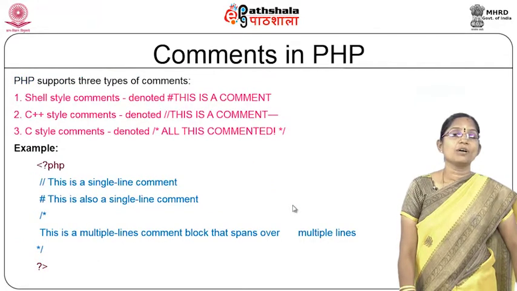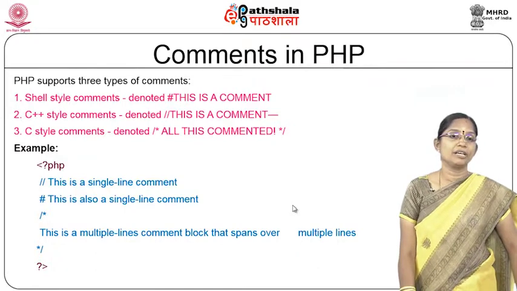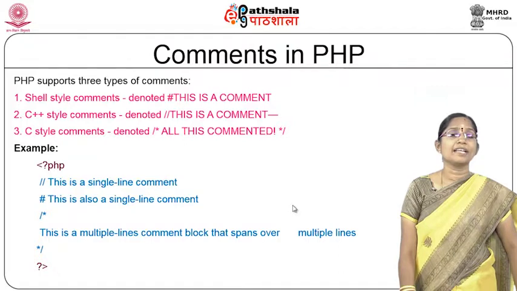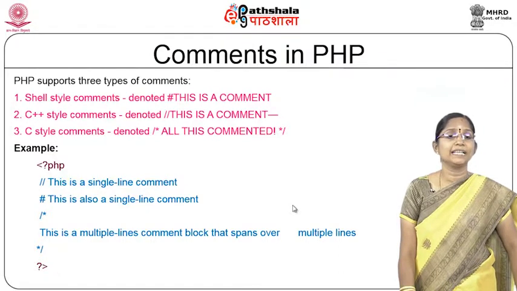Now the next one is how comments are used in PHP. PHP supports 3 different types of comments. The first one is called shell style comments. Shell style comments are denoted with a hash. Hash, this is a comment. The second one is similar to a C++ style comment, denoted with a double slash like in C++ or C. Then C style comments, which are multi-line comments. It starts with slash star and ends with star slash. This is a multi-line comment. All this you have studied with C and C++.